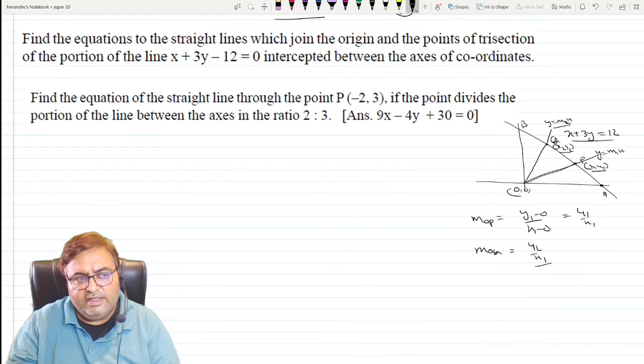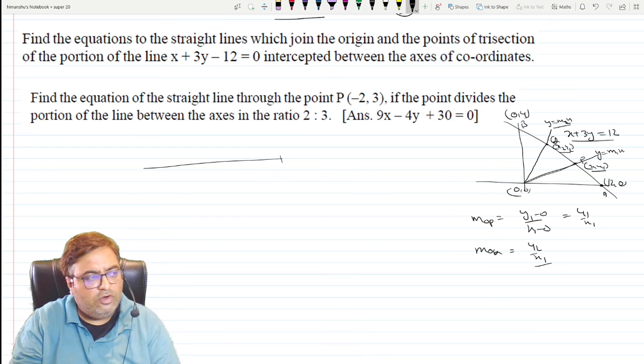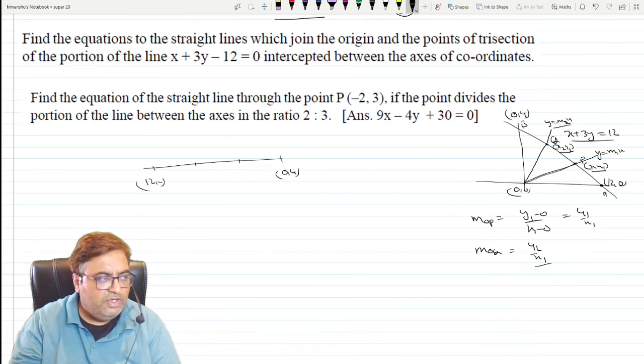So this is the x-intercept. The x-intercept is coming out to what? That is 12, 0. And the y-intercept is coming out to be 0, 4. Okay. So that means for finding P and Q, we have to use the section formula. So there is a point A, that is 12, 0. And there is a point B, that is 0, 4. I want the coordinates of the point which divides them in the ratio 1:2, as these 3 parts are equal. Okay. So this is P and this is Q.